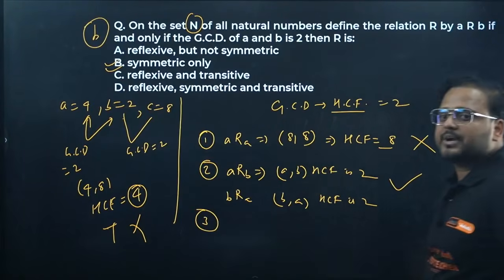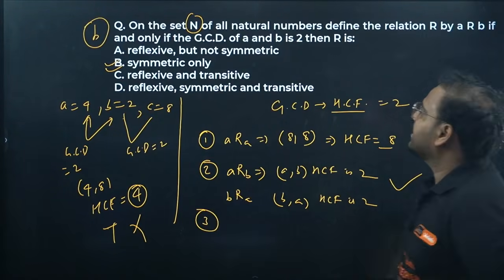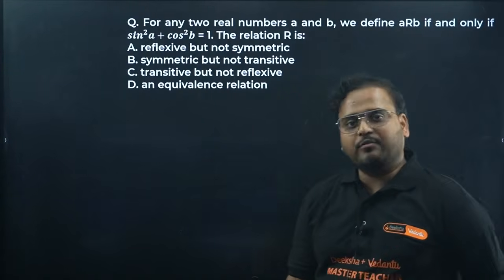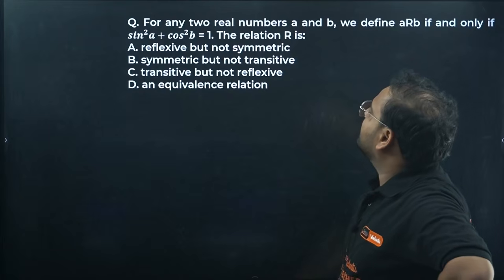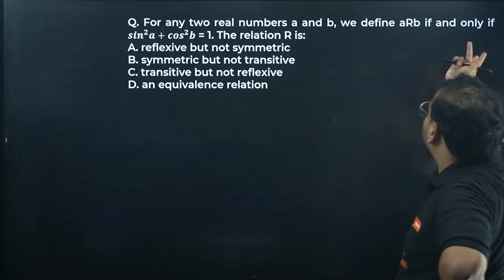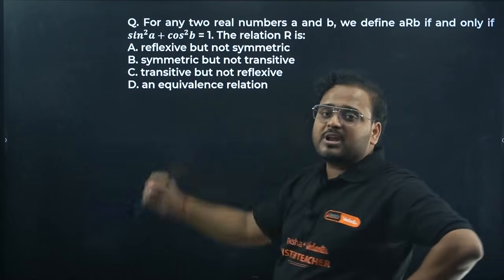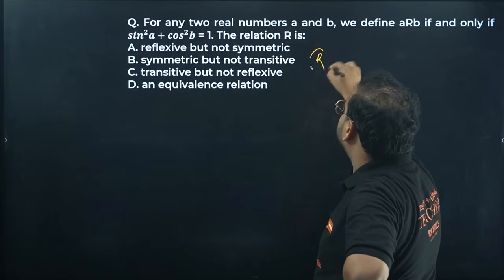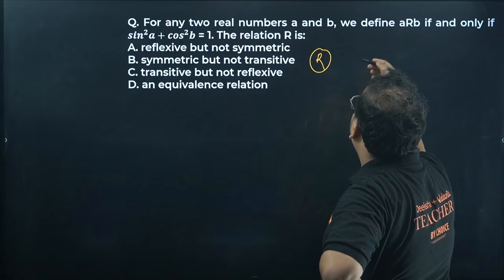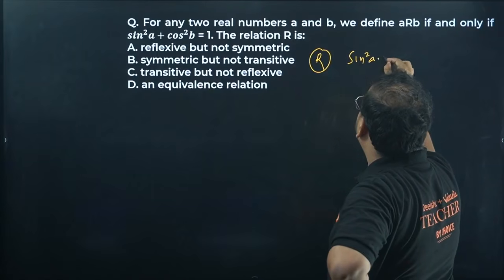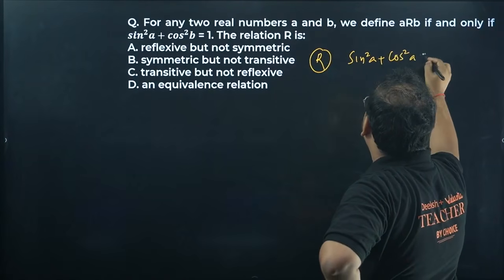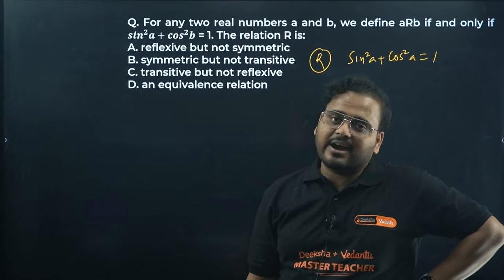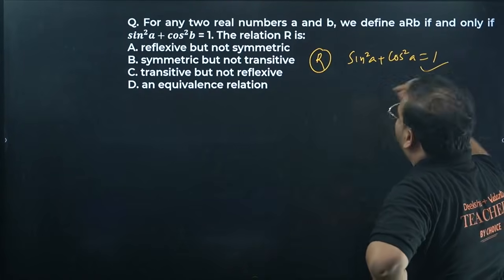Good question. Please check. Alright, so this is clear, guys. Moving on to the next question, which is again on the property of equivalence relation. Please check for any 2 real numbers A and B. We define ARB if and only if sin square A plus cos square B is 1. Okay, so check for the first one, reflexive. Sin square A plus cos square A is always 1. This is identity number 1 in your grade 10 trigonometric identities. So reflexive, yes.